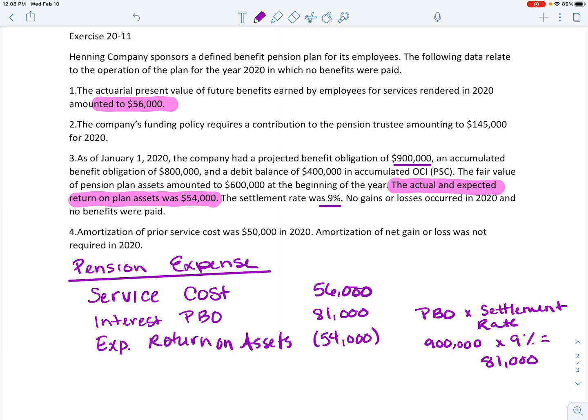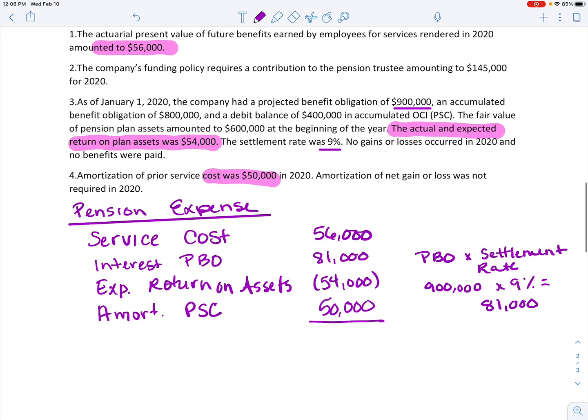And finally, the last thing that's going to go into our pension expense is the amortization of our prior service cost. And again, they're just going to give that to us. I'm going to sum this whole thing up and realize that my pension expense is going to be $133,000.